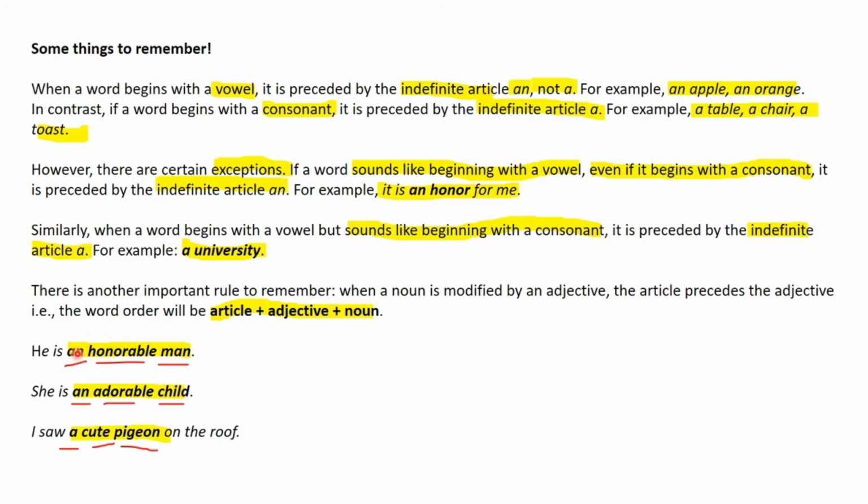So the article is coming before the adjective. An honorable man, article, adjective and noun. Same goes with an adorable child, a cute pigeon. See how the pattern article followed by adjective followed by the noun phrase is being followed in all these three examples.